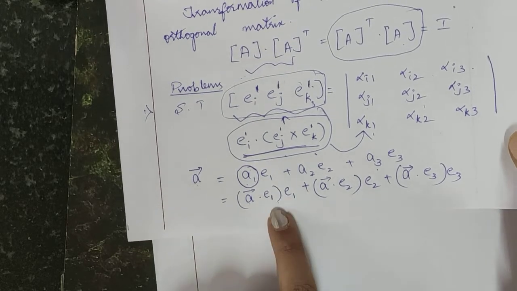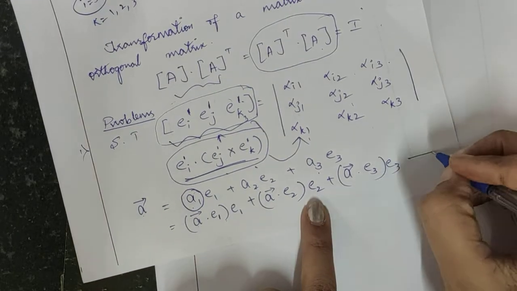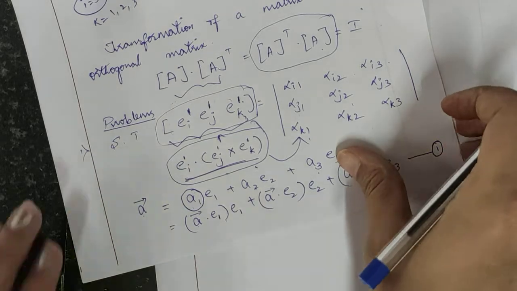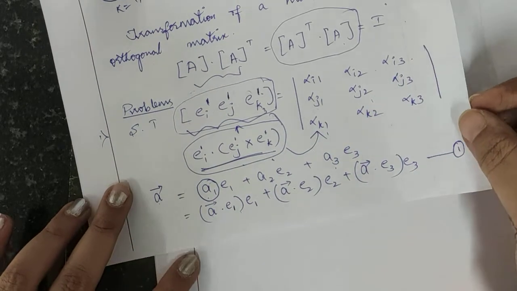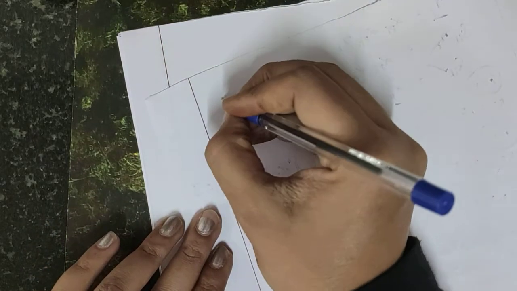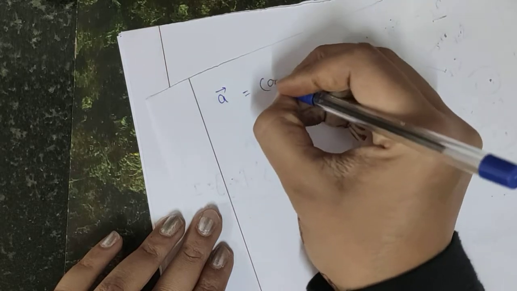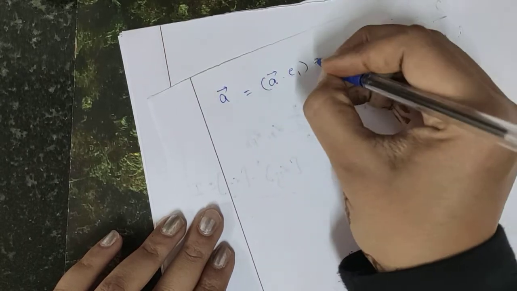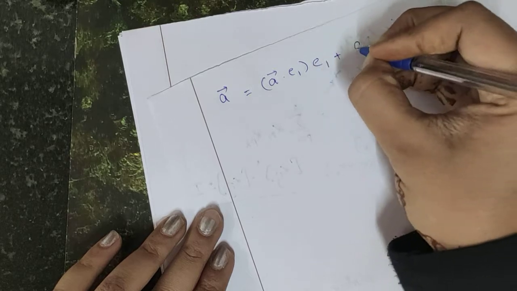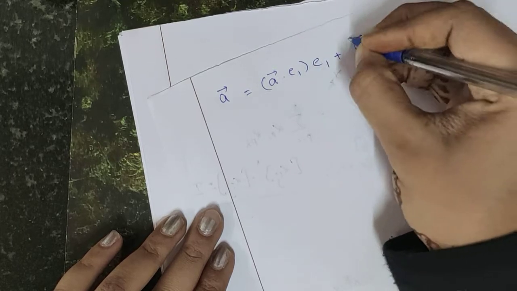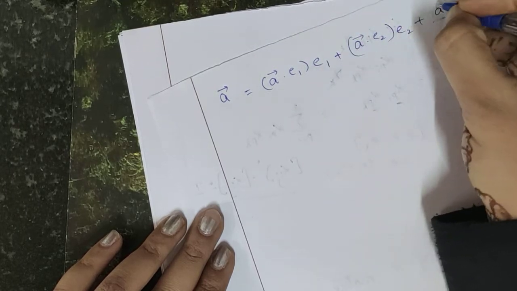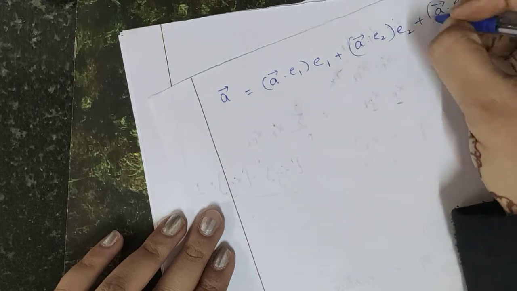So now I will use this. Let me call this equation number 1. Using equation number 1, we can arrive at this expression. I will rewrite equation 1 here. Vector A is equal to vector A dot E1 times E1 plus vector A dot E2 times E2 plus vector A dot E3 times E3.